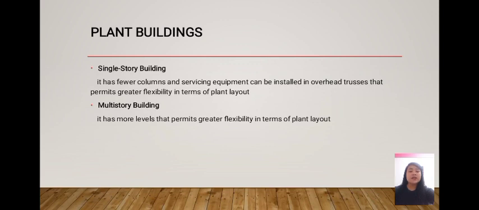While in a multi-story building, it has more levels that permit greater flexibility in terms of plant layout. So here it is an efficient use of land space, results in lower cost of construction, lower heating cost, and a possibility of vertically arranged production areas, or a so-called compact layout.